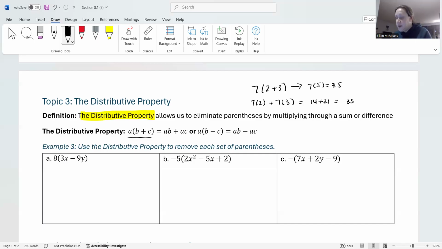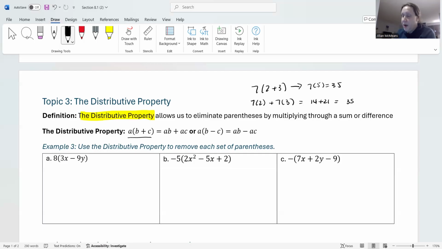Okay? So for example 3, it just says use the distributive property to remove each set of parentheses. So we're just going to practice it now so that we can apply it in the next video. Okay? So first up, we have 8 times (3x minus 9y). This cannot be simplified. Even once we distribute, it's not going to be simplified. But if this was part of a larger expression, maybe we could simplify then. So let's practice it now.